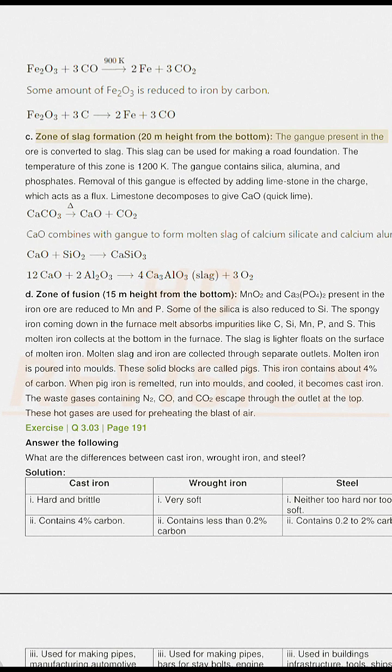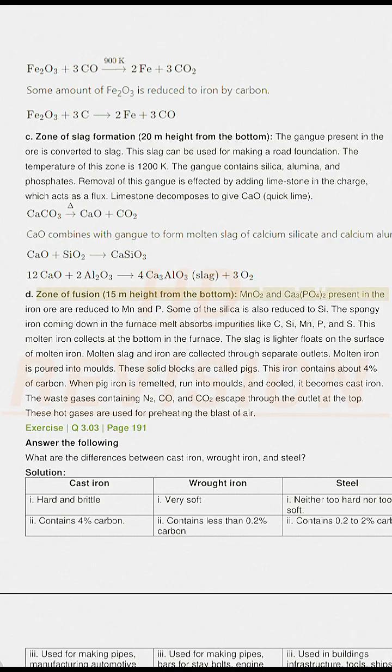C. Zone of slag formation, 20 m height from the bottom. The gangue present in the ore is converted to slag. This slag can be used for making a road foundation. The temperature of this zone is 1200 K. The gangue contains silica, alumina, and phosphates. Removal of this gangue is effected by adding limestone in the charge, which acts as a flux. Limestone decomposes to give CaO, quick lime.